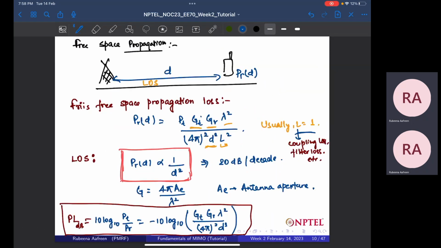Then we saw free space propagation and free space propagation loss. So we have a transmitter and a receiver, and the transmitter to receiver separation is at a distance d. From the free space propagation loss, we saw that the received power at a distance d is proportional to 1 upon d square. That is, it will decrease 20 dB per decade with the increase of d. Then we saw the path loss. Path loss is 10 log of PT upon PR. That is given by this equation here.